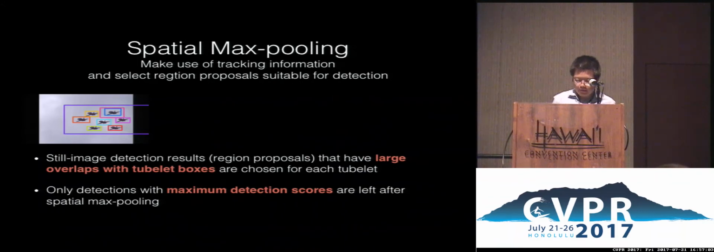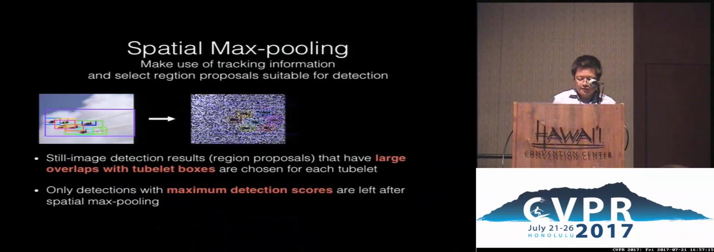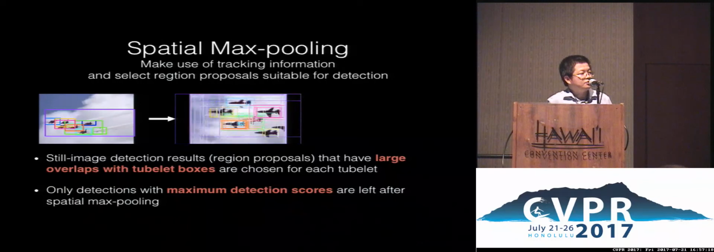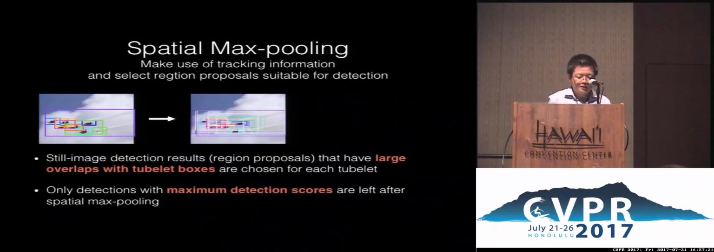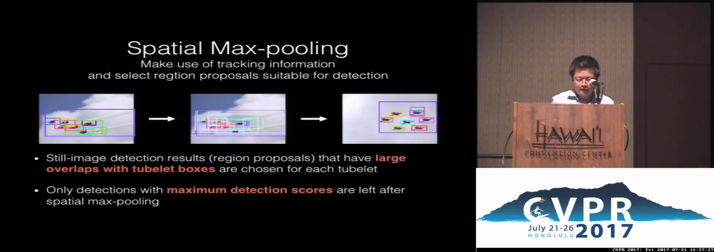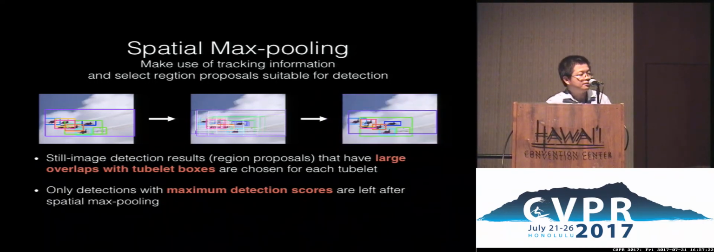And so we try to modify this framework by using spatial max pooling. We take the tracking result as the region proposal, and then we look at all the region proposals from the still image detectors which have a large overlap with the tracking result. Then we take the maximum detection score from these region proposals from still image detectors, and we use this as the detection result for detection from video.